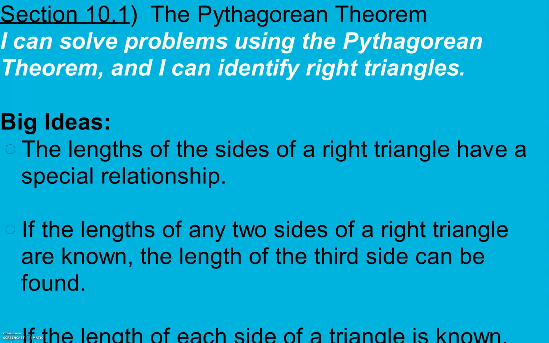Section 10.1 is the Pythagorean Theorem. I can solve problems using the Pythagorean Theorem, and I can identify right triangles. Big ideas here: the lengths of the sides of a right triangle have a special relationship.